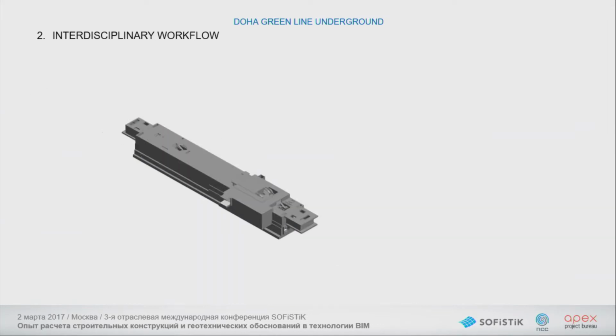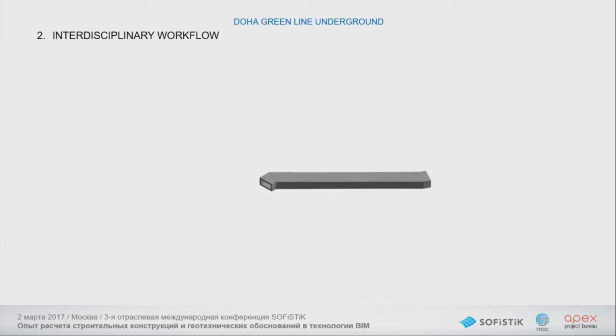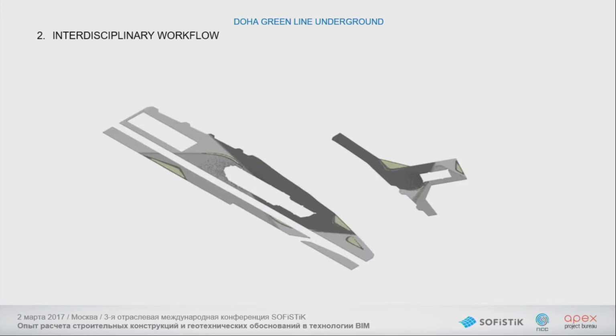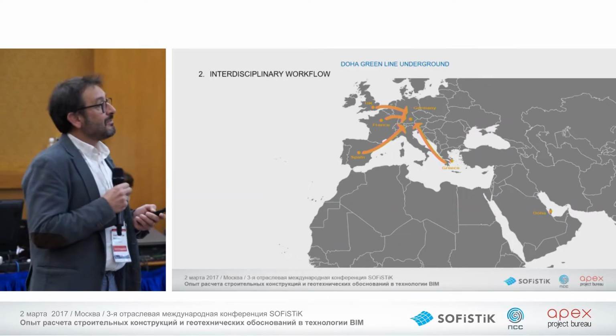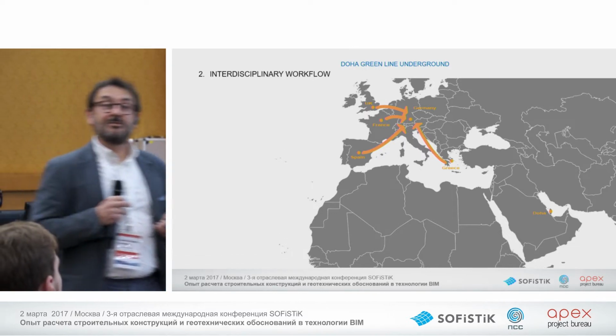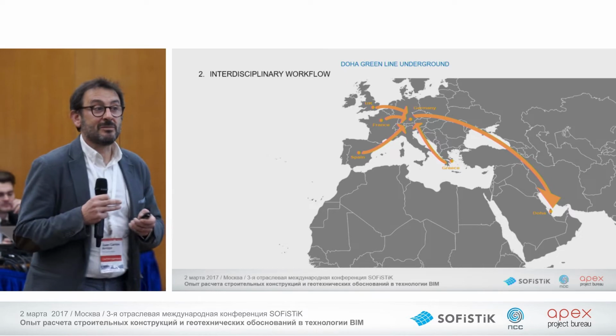This is the final model, but it is made with all these models, specific models for specific parts. So they made the full model of the station and the emergency exits and so on. This is the final model. And the geographical relation is between Spain and Germany, France and Germany, UK and Germany, and Greece and Germany, and finally Germany to Doha. This is a relationship in a global world.